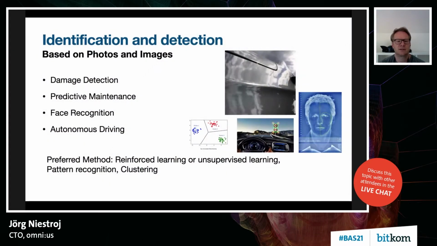The third category is, for me, identification and detection based on photos and images. So in the insurance industry, it's often the case that you want to do, for example, damage detection with that. And now it's getting really complex, and you need more and more data to train those models. So, for example, in that picture here, you can see a scratch on a car. But is it a scratch or is it a reflection? Also, for a human, it's not easy to distinguish between both.